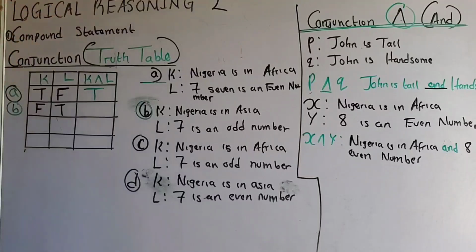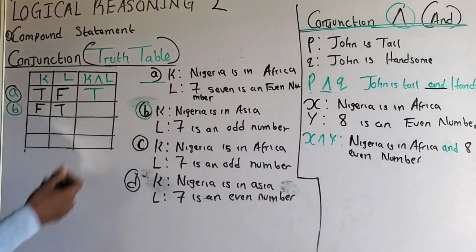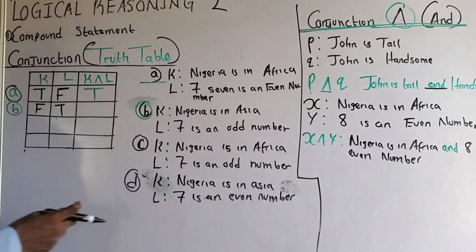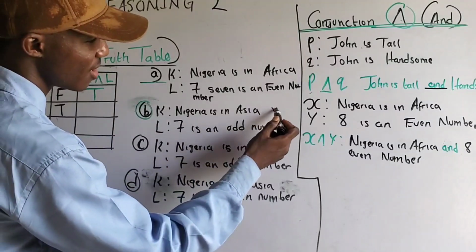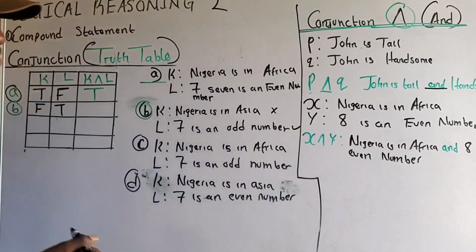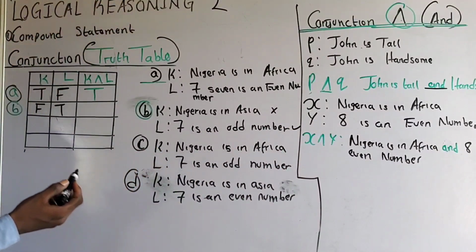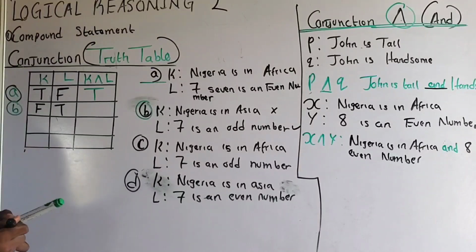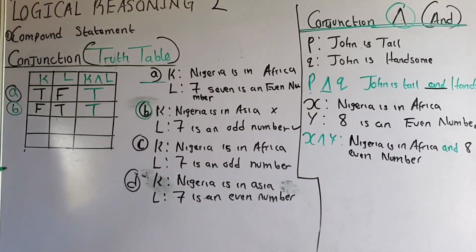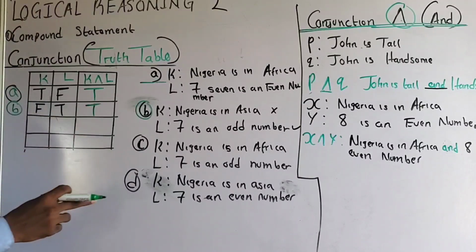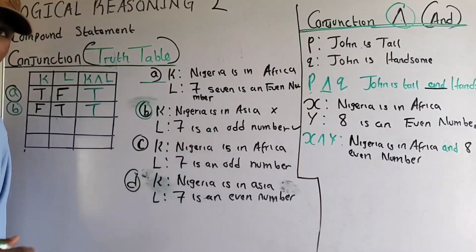What will be the conclusion of that compound statement: Nigeria is in Asia and 7 is an odd number? Well, Nigeria is not in Asia, but 7 is an odd number. So because 7 is an odd number, the conclusion will also be true. Are you getting it? The reason the conclusion is true is because one of the statements is true. Are you getting what I'm trying to say?